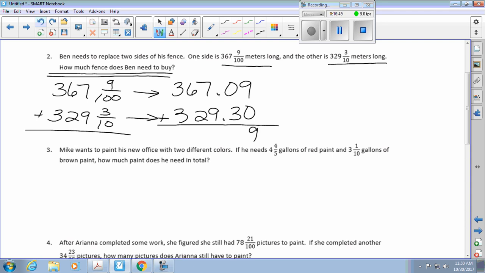All right, 9 plus 0 is 9. This is tough. You expect me to do this in 6th grade? What? 0 plus 3? Decimal point, don't forget it. 7 plus 9? 16. Carry your 1. That's 7, 8, 9. 3 plus 3 is 6.